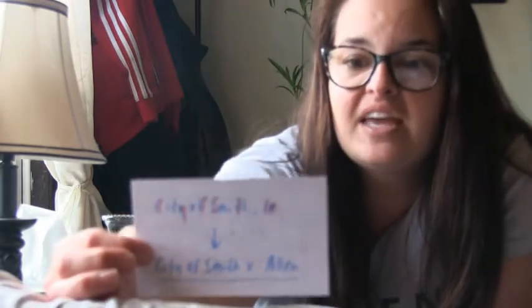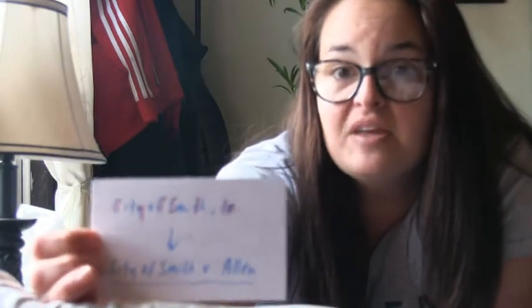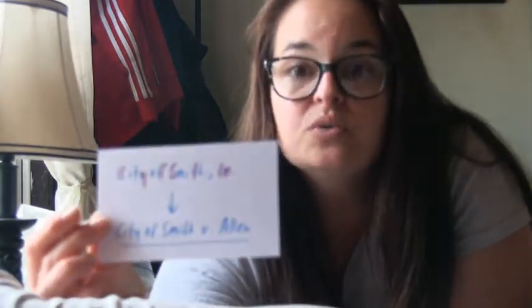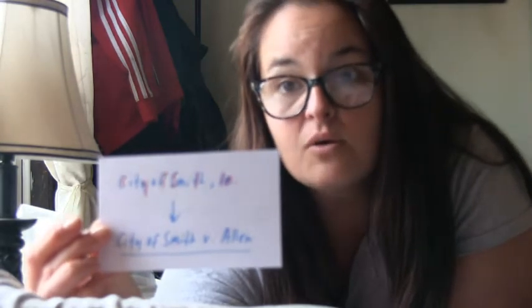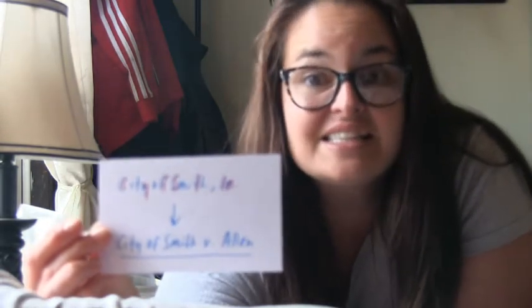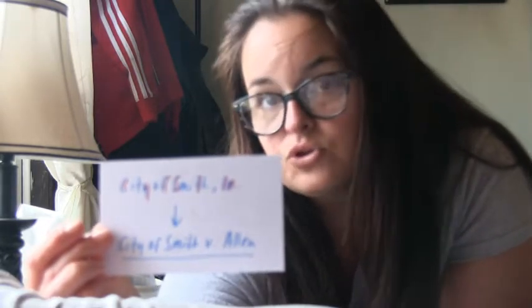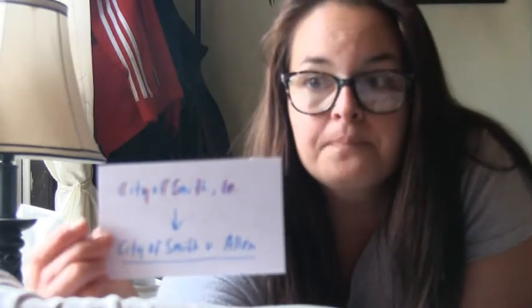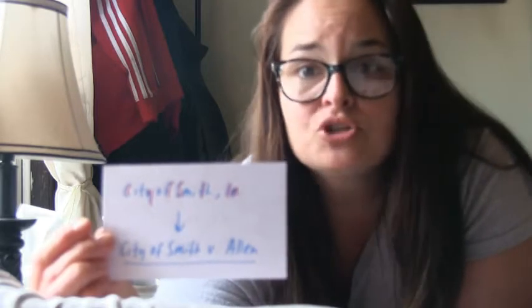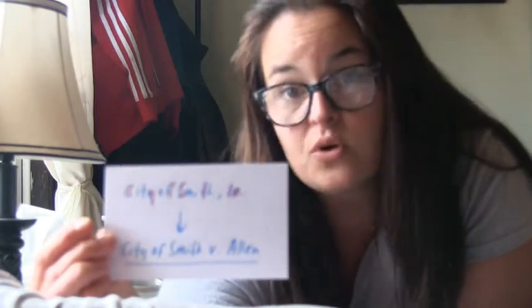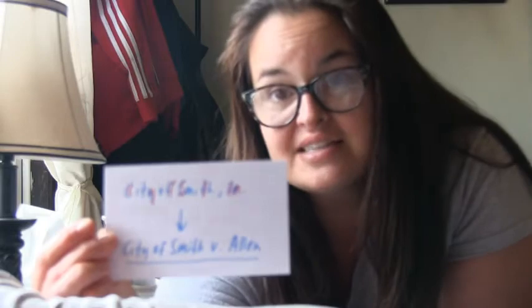Cities do the same thing. City names, they do something different. City of Smith, Indiana gets shortened to City of Smith versus Allen, so we know immediately by looking at the caption that it's a city. The United States, however, always remains the United States. We don't shorten it in any way, unless it's like Commissioner of Revenue of the United States, then we're going to shorten that to Commissioner, but the United States always stays the United States.